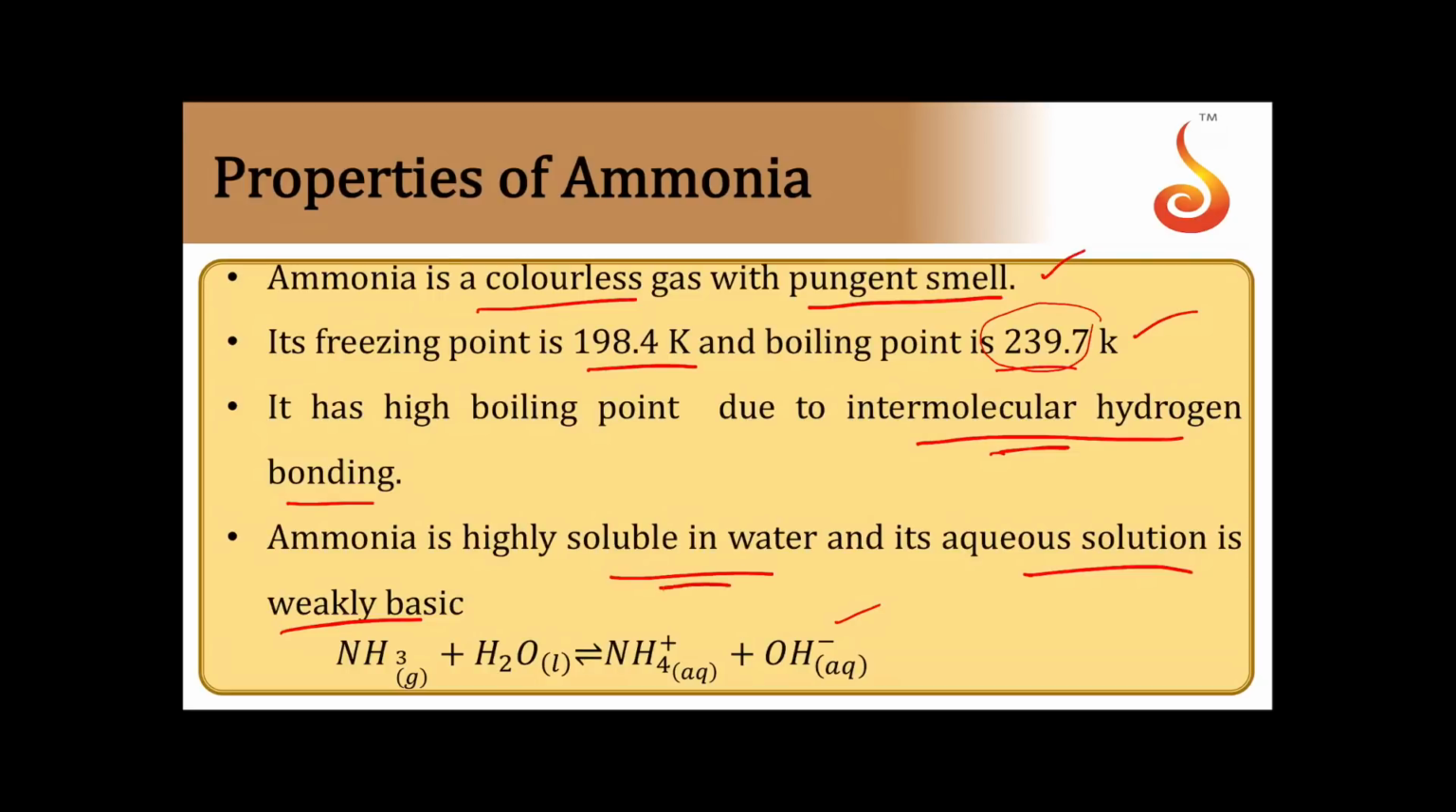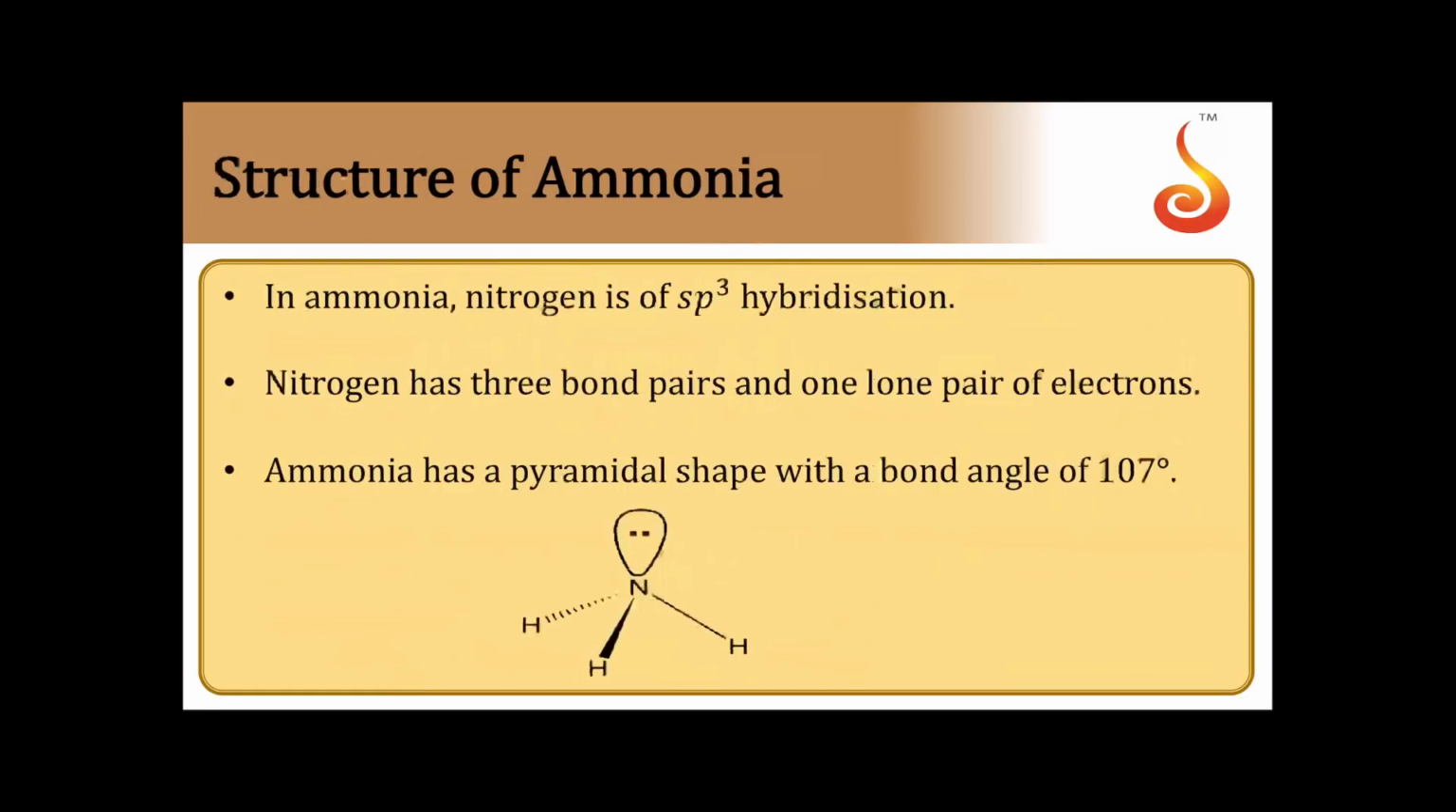It is highly soluble in water and is very weakly basic in nature, in the presence of OH minus ions. Coming towards the structure of ammonia, as we all know from the chemical bonding chapter, in ammonia nitrogen undergoes sp3 hybridization. It has 3 bond pairs and a lone pair of electrons. Therefore ammonia has a pyramidal shape and the bond angle is 107 degrees.